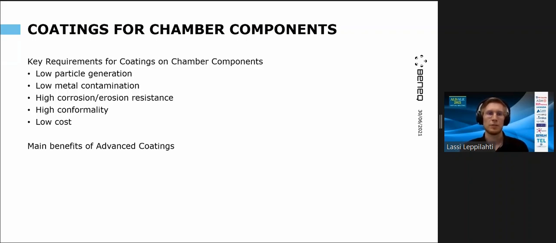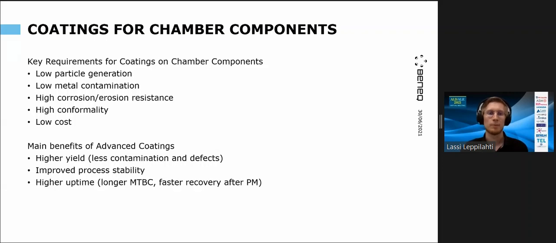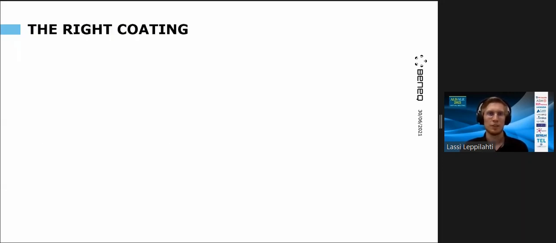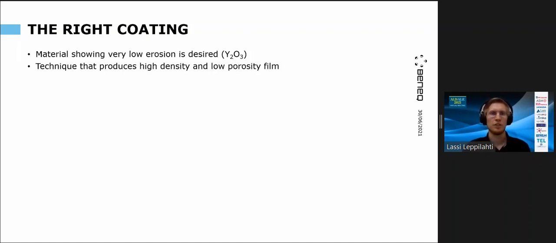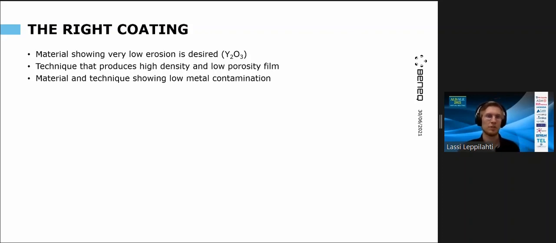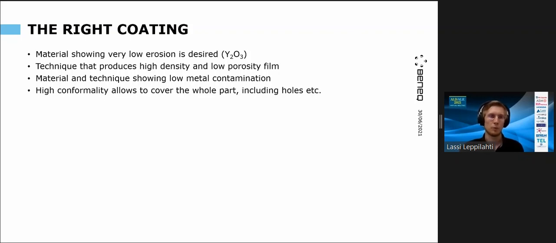Main benefits of these advanced coatings: you can get higher yield, improved process stability, and higher uptime for your tool. So what's the right coating? Well, first of all, we need a material that's showing very low erosion. Yttrium oxide is a very good example, and this is what we've chosen to use here as well. We need a technique that produces a high density, low porosity film, and shows low metal contamination, these previous requirements mentioned already.